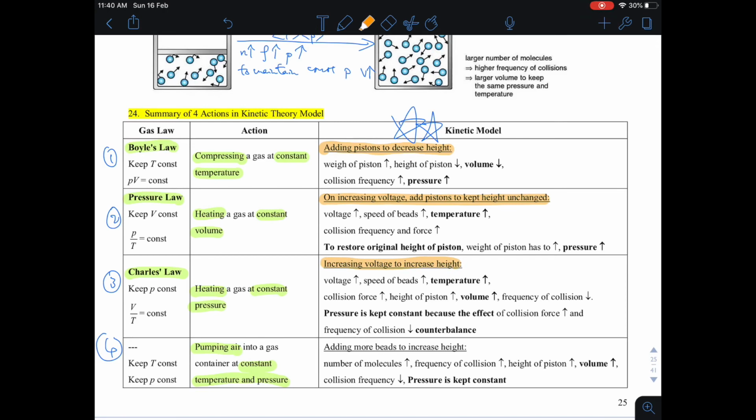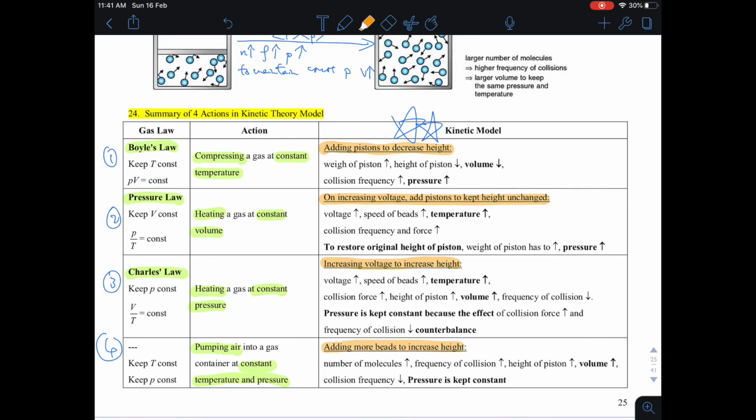Increase voltage to increase height. Increasing voltage means heating, so the speed increases, temperature increases, and then the collision force increases, the height of the piston increases, that means the volume will increase. That means the frequency of collision will decrease. But we now want to keep the pressure constant, so the effect of the collision force increase is balanced by the frequency decrease, so that at the end the pressure will be constant. That means we are not changing the weight of the piston.